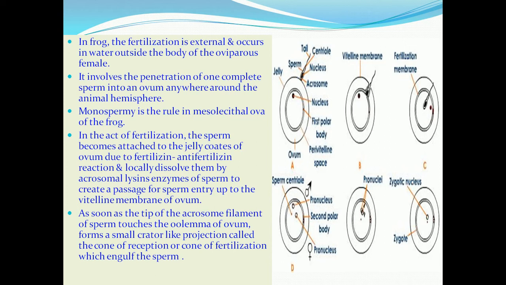When the sperm dissolves the jelly coat, it reaches the vitelline membrane of the ovum, and as soon as the tip of the acrosome filament of the sperm touches the oolemma of the ovum, a small crater-like projection forms, called the cone of reception, and through this the sperm is engulfed. Here we can see this is the vitelline membrane, and there is a formation of the cone of reception, and at that end the sperm is engulfed by the ovum.